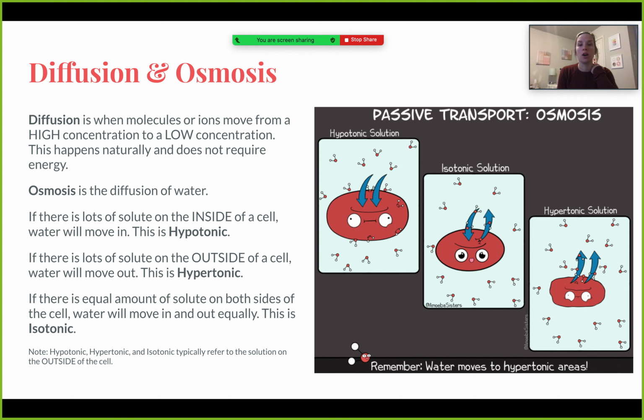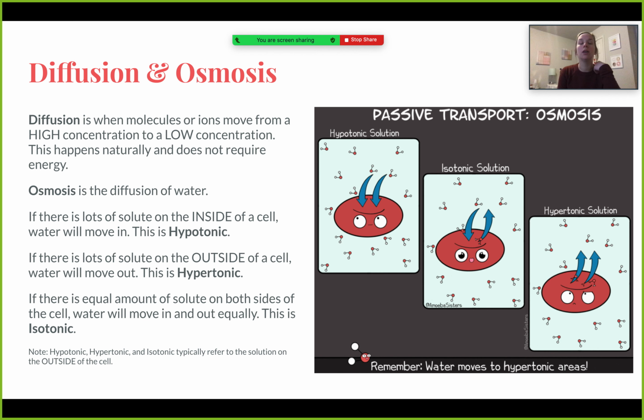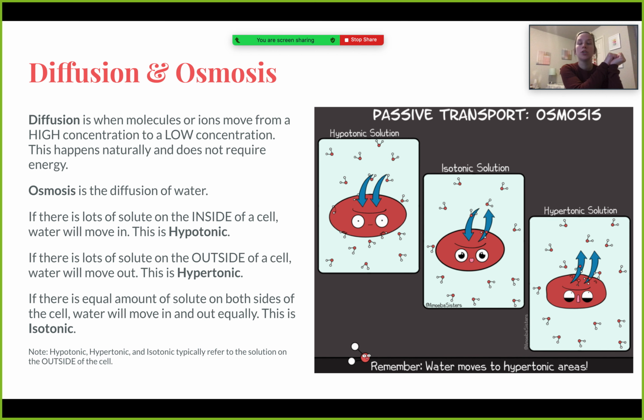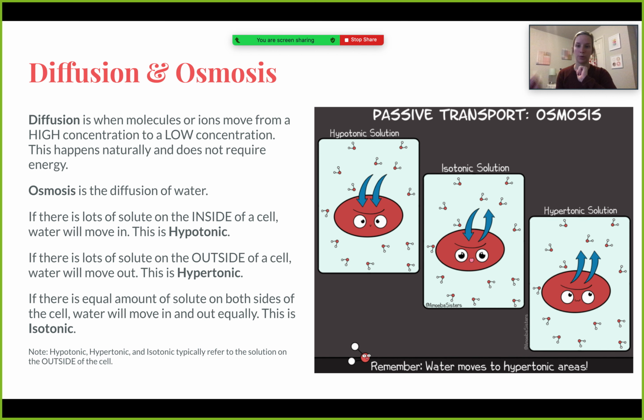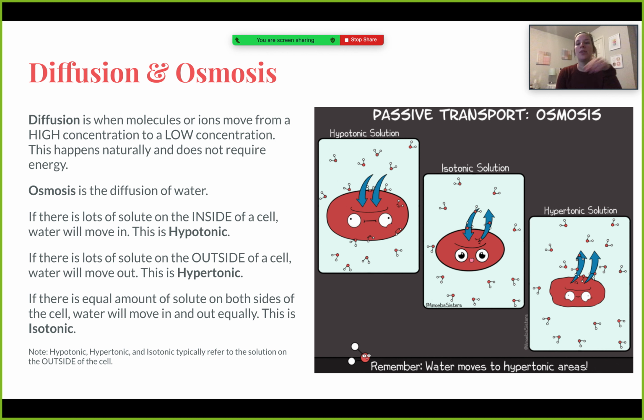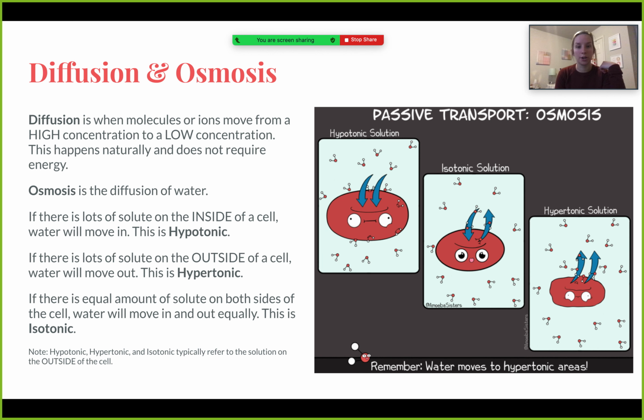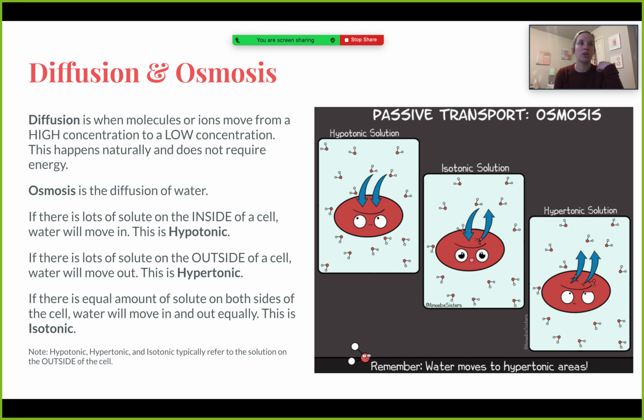Osmosis is the diffusion of water. So that's going to be water going from a high concentration, which means tightly packed together, to a low concentration, which means nice and spread out. And then there's 3 different kinds of movements of water. So water is going to behave very predictably.